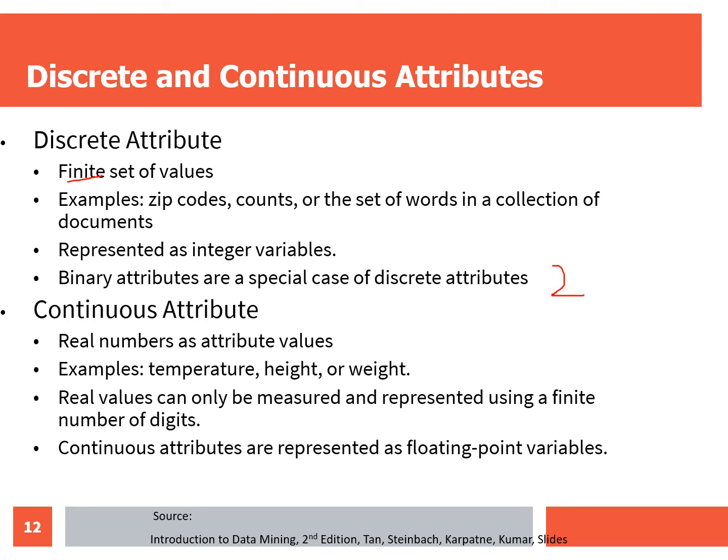Continuous attributes, on the other hand, have real-numbered values. Examples could be temperature, height, weight, and length, and they can be measured and represented using a finite number of digits. They are generally represented as floating point variables.